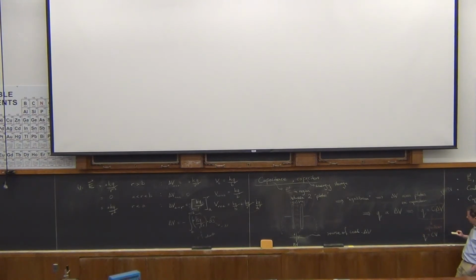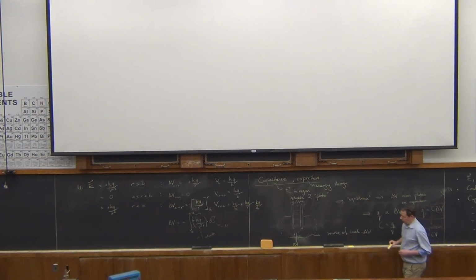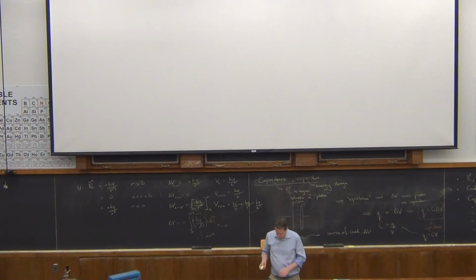equals CV. All right. So in terms of units, as always, when we're starting to introduce some new concept, we need to worry about units. So let me just go over here. Now I can define C as Q over V. So coulombs over volts, if you will.